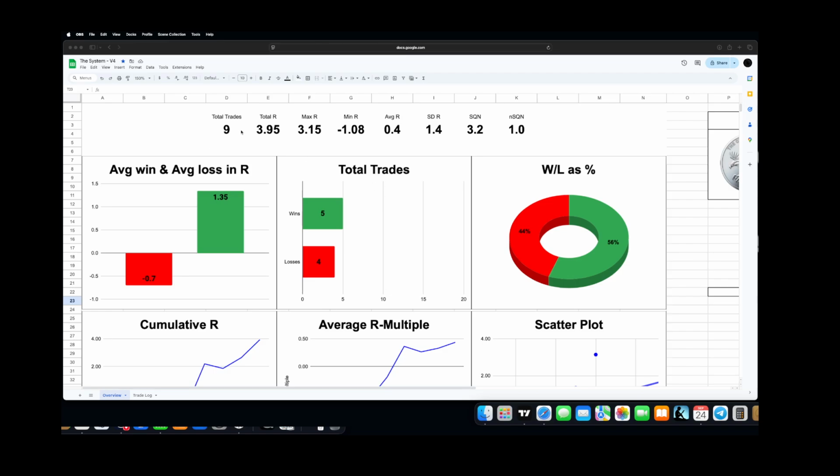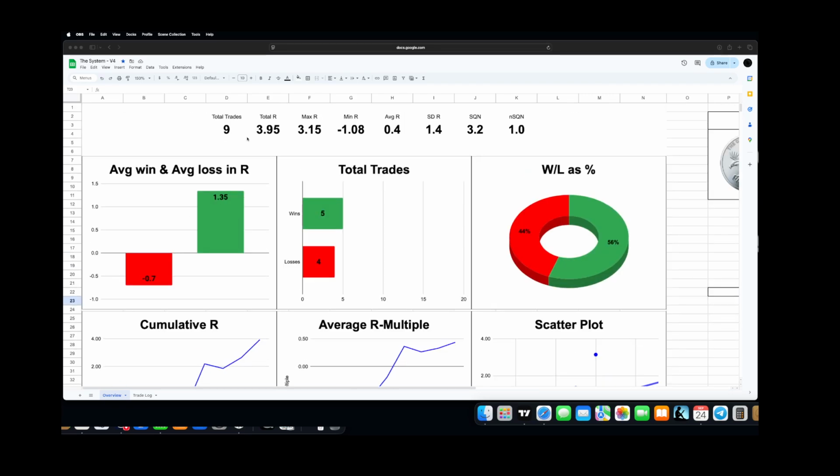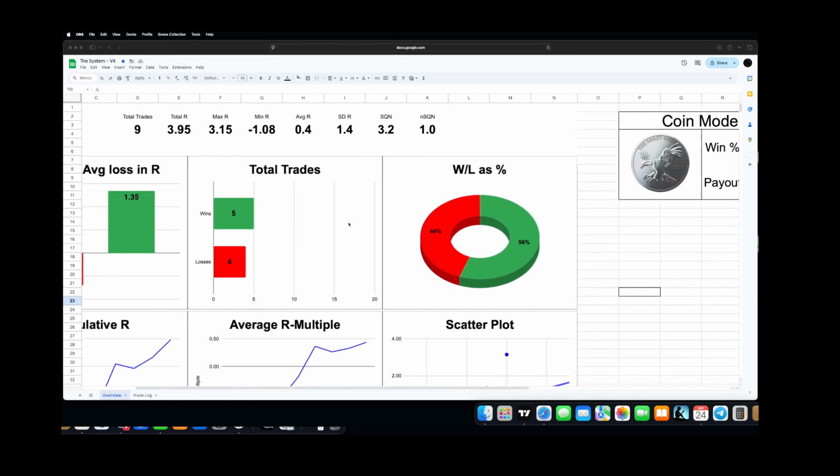So today I had 9 trades. I'm up almost 4R. Maximum win was 3.15R. Minimum was minus 1.08R, which is fine. Average R is 0.4. Of course, the NSQ, NSQN don't really matter too much. Average win is 1.35 to minus 0.7. That looks pretty good, but I mean, it's 9 trades in, so anything can happen, and this is just kind of a taste. Hopefully, it continues like this.